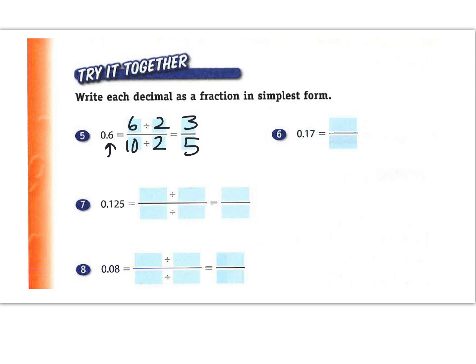Number 6, we have 17 hundredths. The 1 is in the tenths place. The 7 is in the hundredths place. Number 7, we have 125 thousandths. Again, tenths, hundredths, thousandths place.